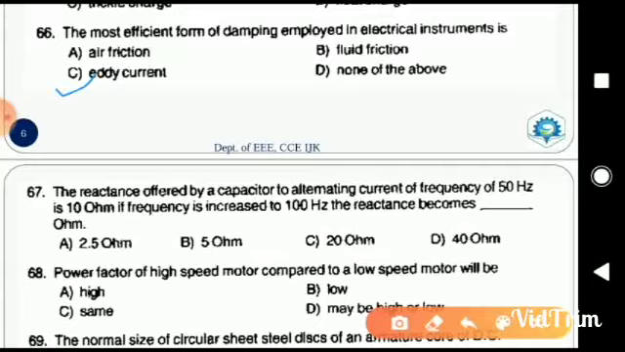Moving on to question number 67. The reactance offered by a capacitor to alternating current of frequency 50 Hz is 10 ohms. If the frequency is increased to 100 Hz, the reactance becomes dash ohms. Now, over here we already know that in a capacitor, the reactance is equal to 1 by omega c.